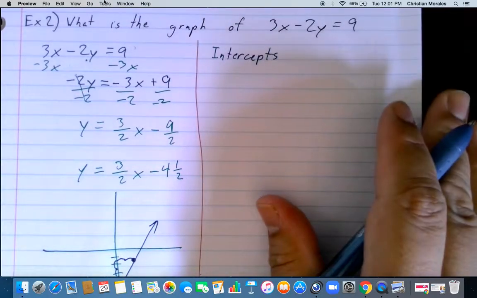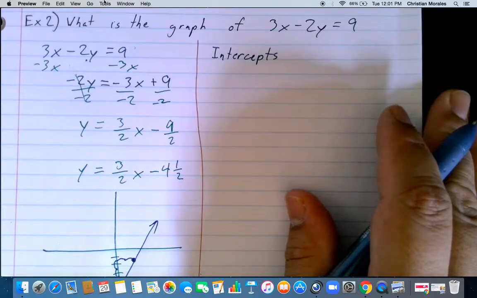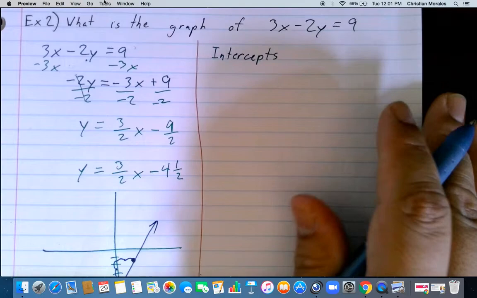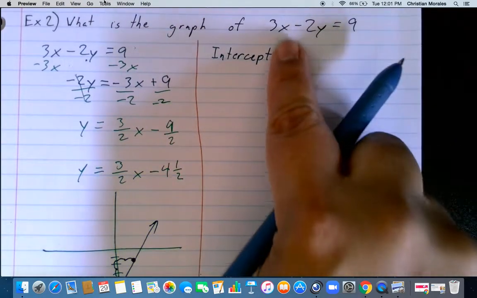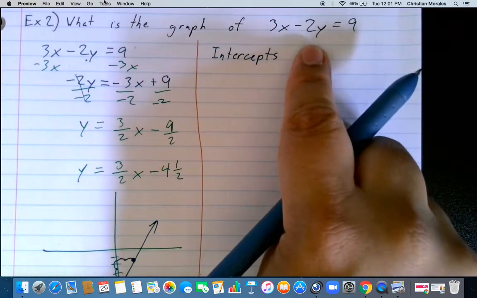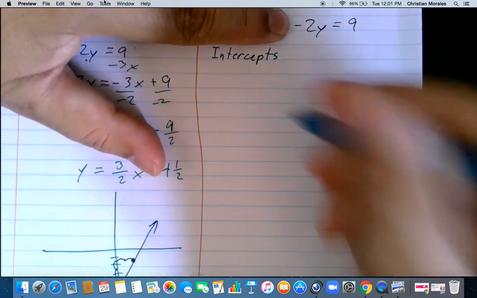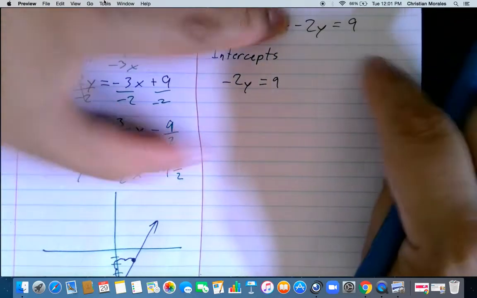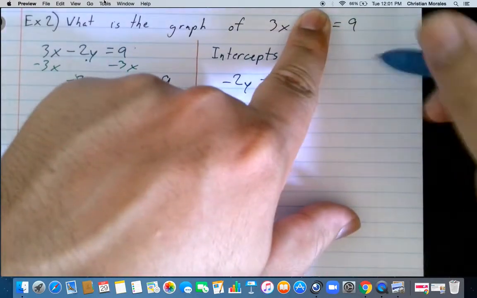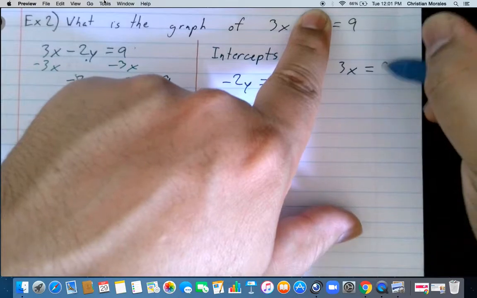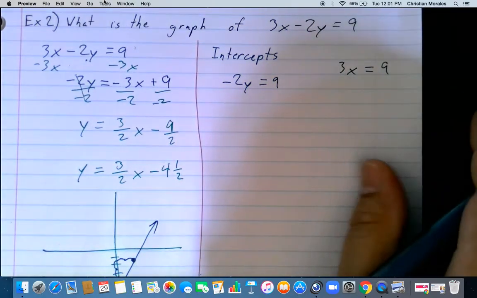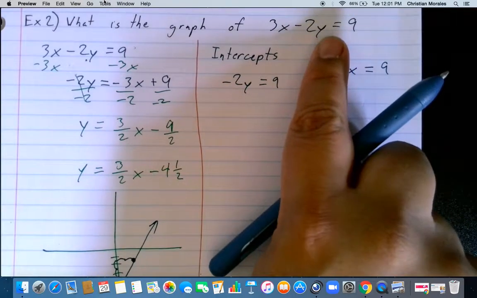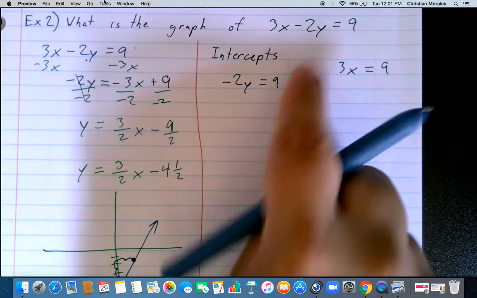So intercepts, guys, if you remember, is where it crosses the x-axis and the y-axis. So here's what you do. You basically ignore one of the variables. So let's say I ignore this. I get that problem. And let's say I ignore this one. Okay, how am I able to do that? The only reason you're able to ignore something is if it's 0. Okay, so that'll make sense in a second.